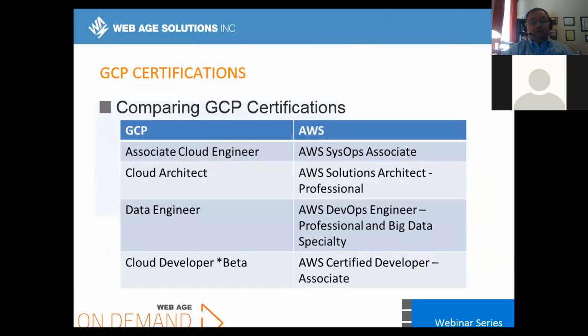Now, on a level of difficulty, the Google Cloud Architect is much more difficult, at least compared to the version of the AWS Solutions Architect exam I took. But again, that might have changed because it's been about 2 years since I took the AWS one. But I've been told by other folks as well that, yeah, the Google Cloud Architect is much harder. The data engineer exam is comparable to the DevOps engineer, but with the combination of the big data specialty as well. And then the developer would map over to the associate developer in AWS.